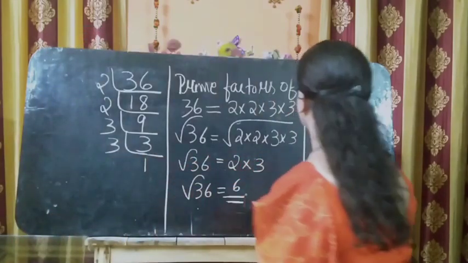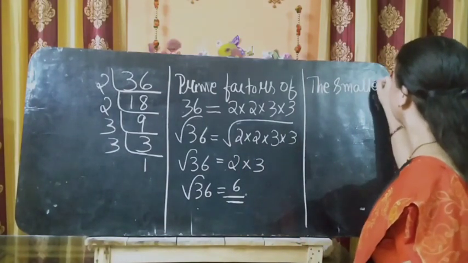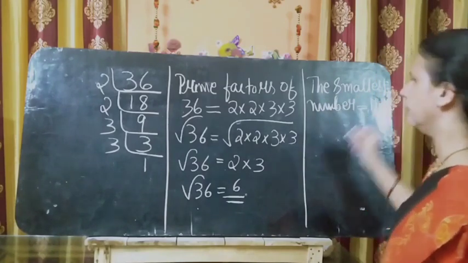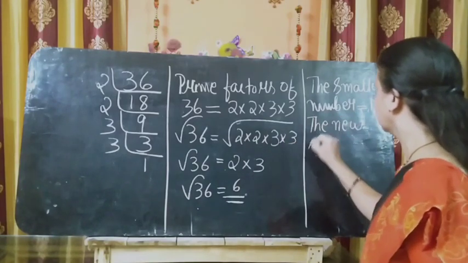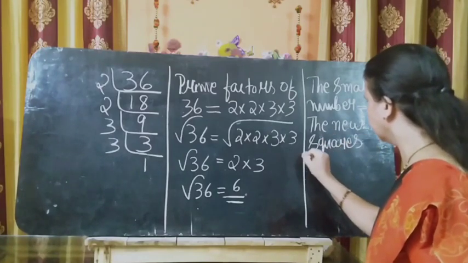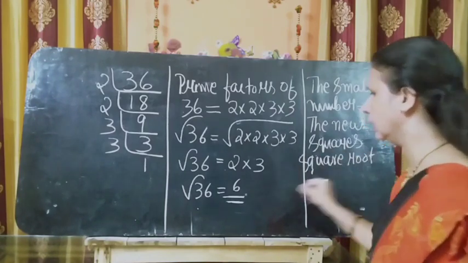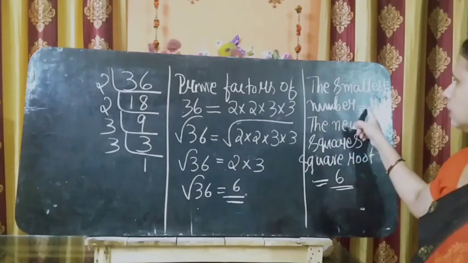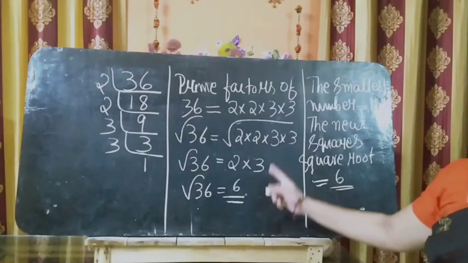Then the smallest number equals 11. The new square root is 6. Here the smallest number equals 11. The new square root is 6. Copy down.